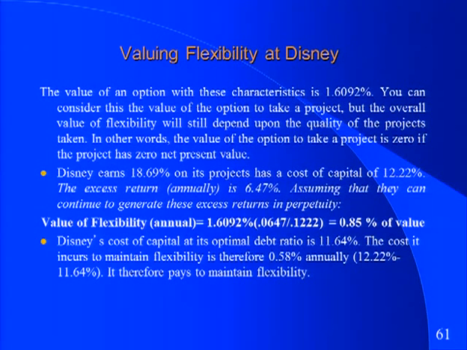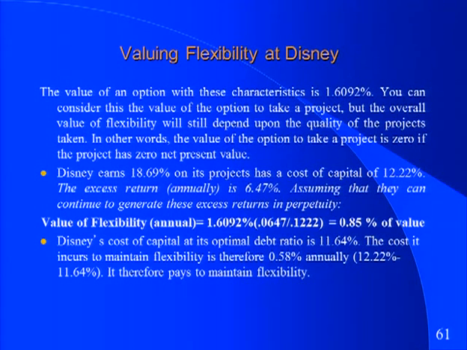Intuitively, I'm saying, if you're in a neutral business, you're not making more than your cost of capital, why hold back on debt capacity? What are you going to do? Take another zero net present value project? So it's only those excess returns that create value, and that's basically what I'm doing here. I'm taking the 1.6092%, which is the value of the option. I'm taking the excess return that I'm making on the project, and I'm assuming that past projects are a good indicator of the future, and assume you can make those excess returns in perpetuity. So that's the present value of a perpetuity.